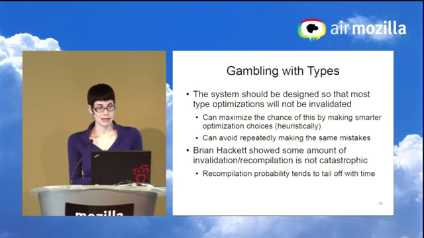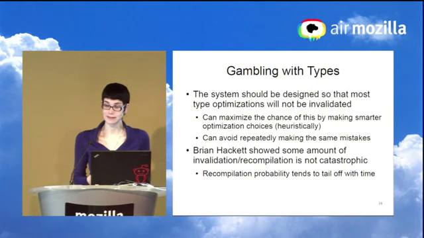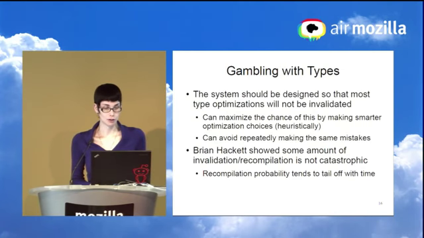So the type system in my compiler should be designed so that most of the optimizations won't be invalidated, of course, because we don't want to have optimizations being made and then invalidated and then being made again and invalidated. I believe we can choose smart heuristics to actually do better at this and avoid repeatedly making the same mistakes, picking smarter optimizations. But I also believe that Brian Hackett showed with his work that some amount of invalidation and recompilation is not the end of the world. You can design your system so that the probability of recompilation will trail off over time.